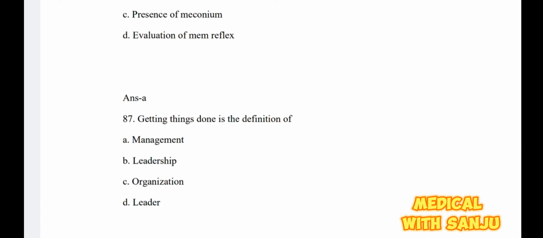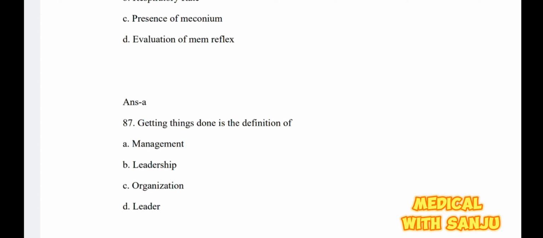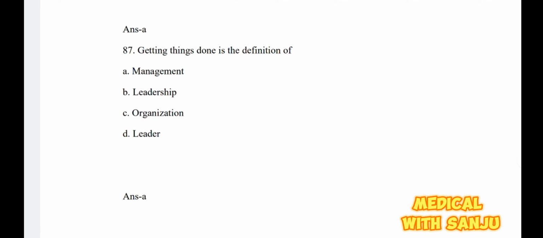Question number 87. Getting things done is the definition of: option A management, option B leadership, option C organization, and option D leader. Getting things done is the definition of management. Option A is right answer.